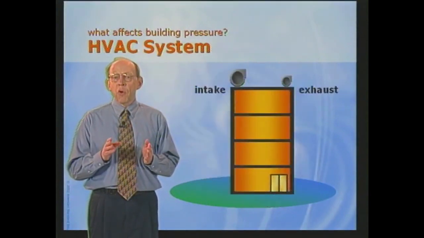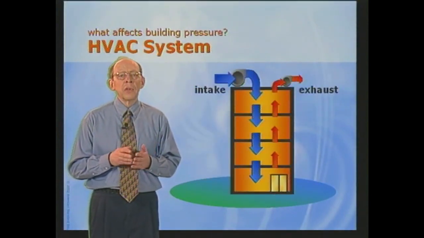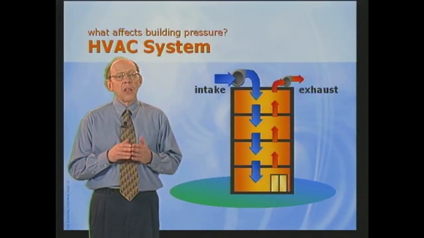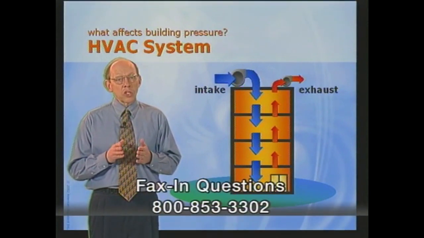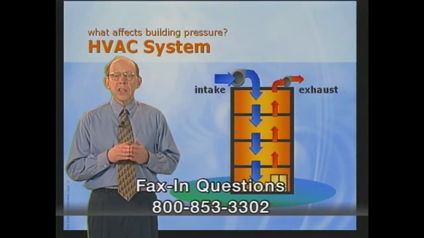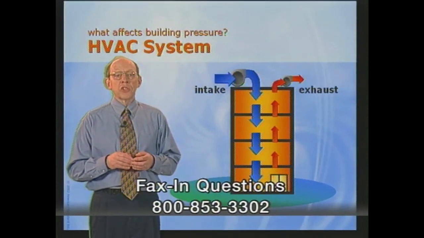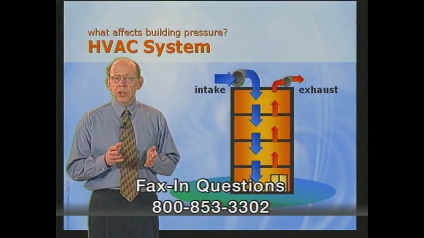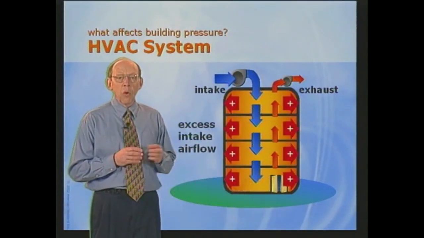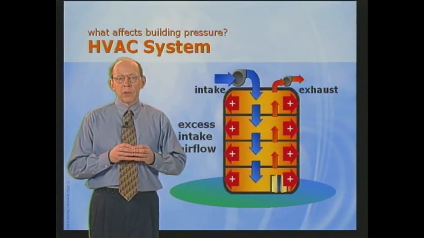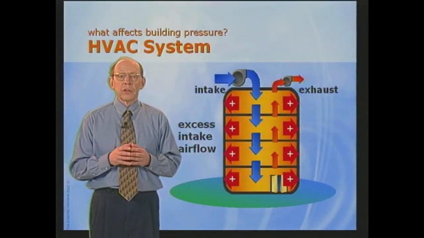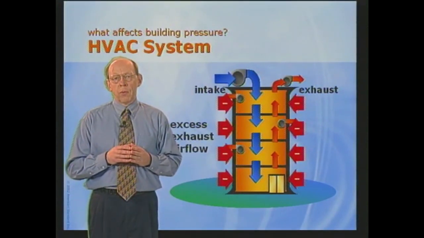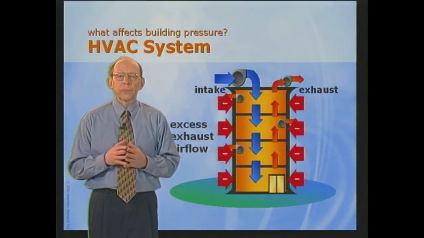Here's where the third driving force comes in. It's the mechanical system. In addition to adjusting intake and exhaust airflow for proper ventilation, the HVAC fans and dampers can also be used to control building pressure as operating conditions change. Of course, the difference between intake and exhaust airflow determines net building pressure. Excess intake airflow results in net positive building pressure, which causes exfiltration. Excess exhaust airflow results in negative pressure, which causes infiltration.